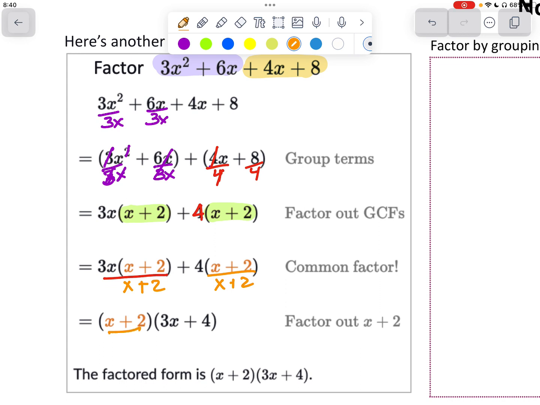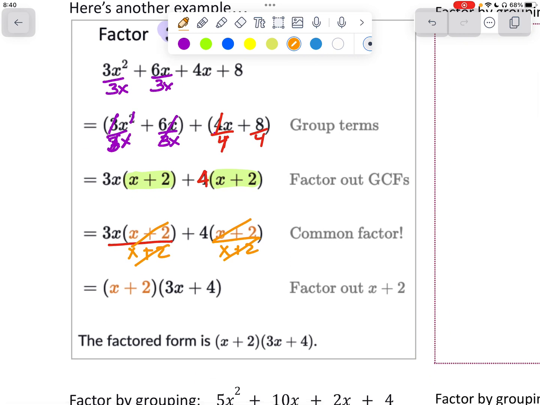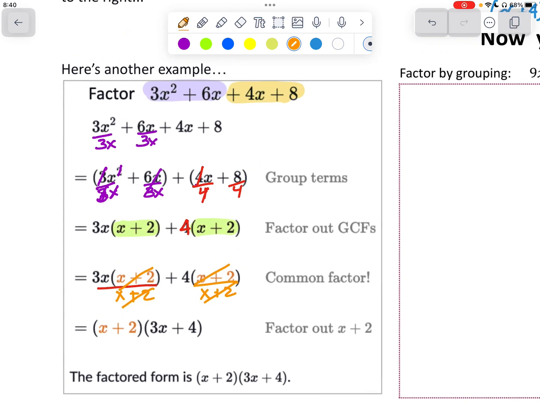Pull it out here, and then that leaves us with 3x plus 4. So the factored form is x plus 2 times 3x plus 4.